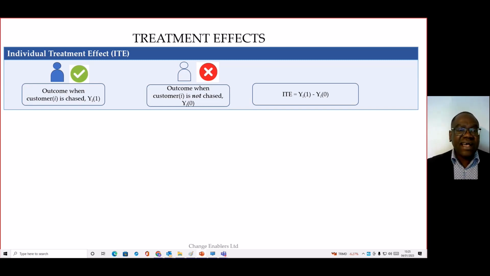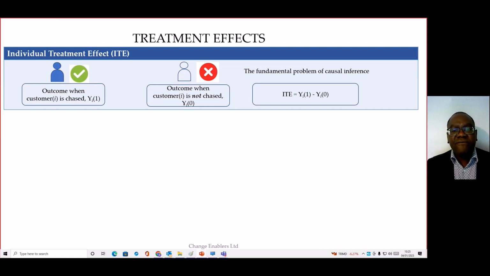This is what's described as the fundamental problem of causal inference. Before we move on, though, one point to make is, although we refer to an individual in this example, the unit that is treated could be anything. It could be a widget, it could be an order, whatever goes through your process.